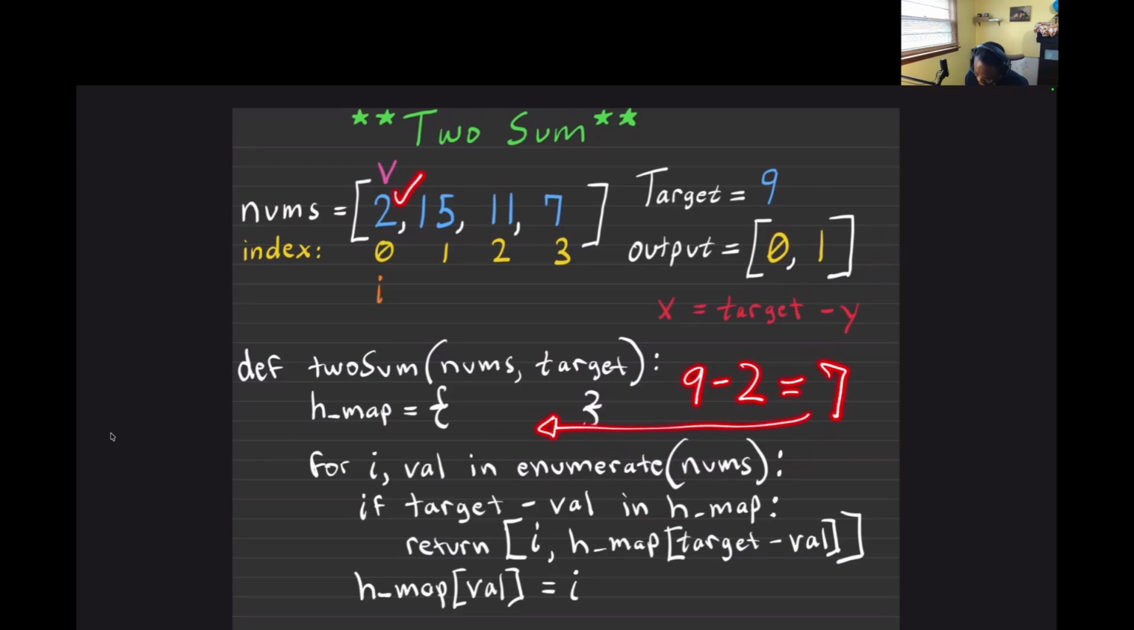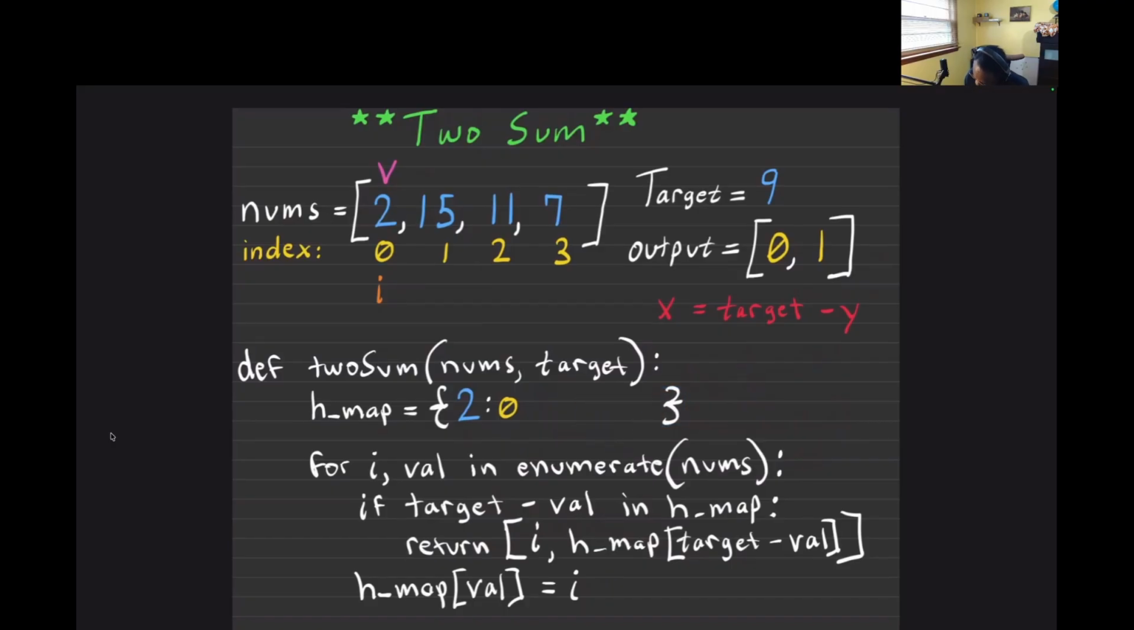No, it's not, right? It's not inside the hash map, okay? So this doesn't hold, okay? But we do update hash map of the value, which is 2, equal to I, which is the index. So we're going to say 2, point that here. So the key is 2, and the index is our value. So we have this, okay? So looking good so far.